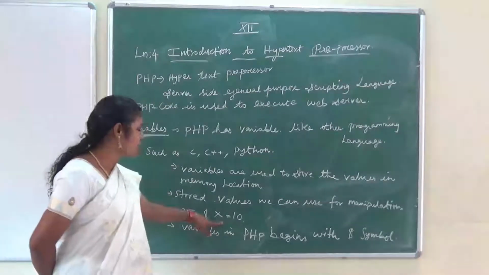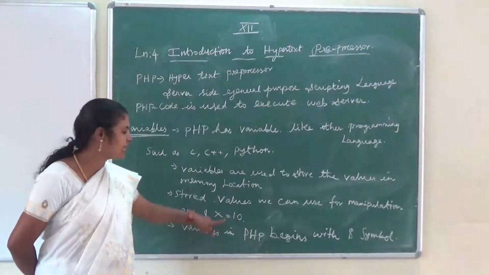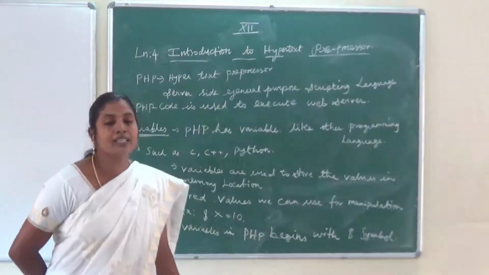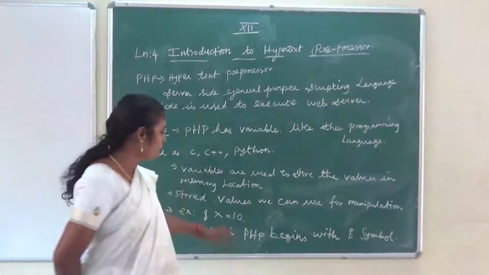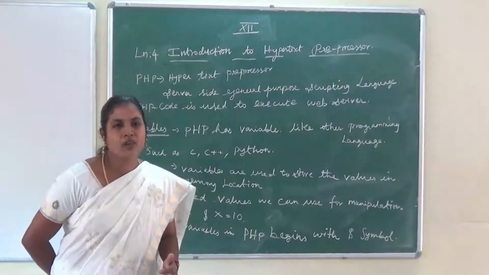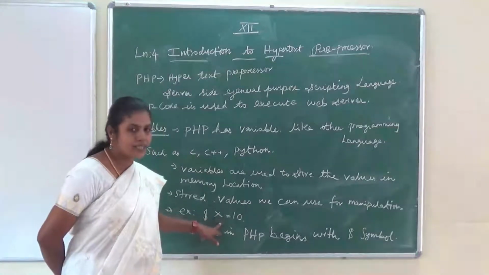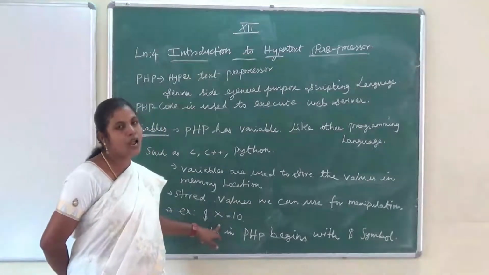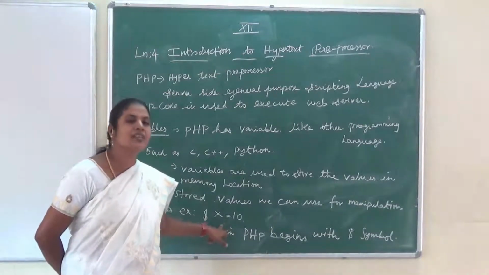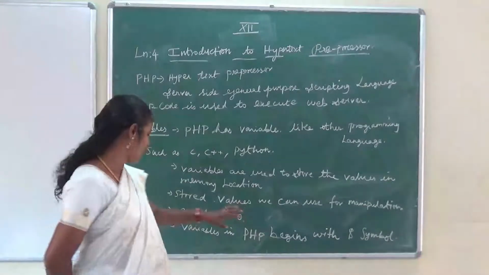When we see it in a memory location, x is a name of the value 10. That's why these variables are otherwise called identifiers also. When we want to identify this 10 in a memory location, how can we identify it? Through the identifier. x is an identifier. That's why variables are otherwise called identifiers, or the name of the value.